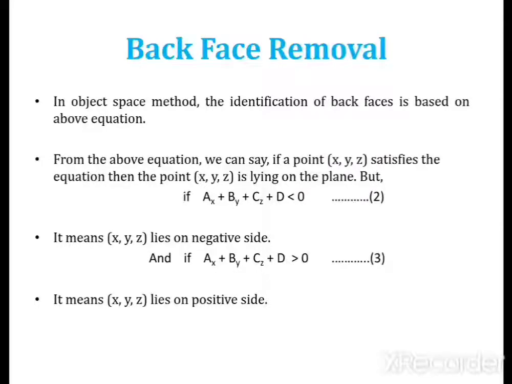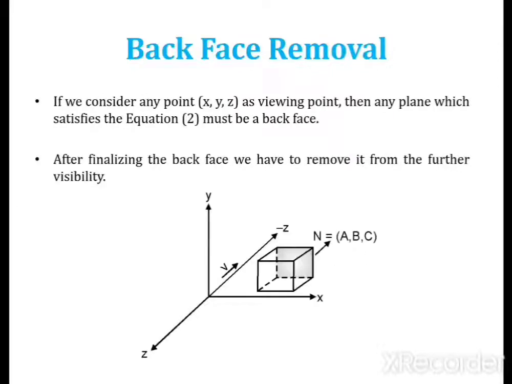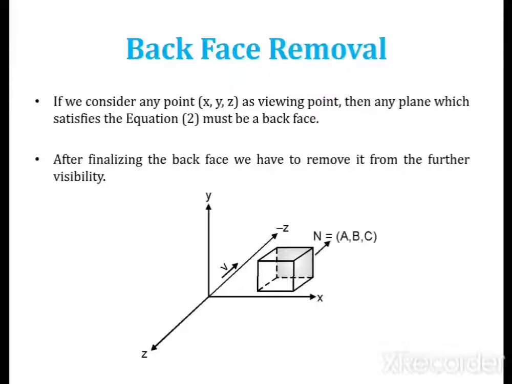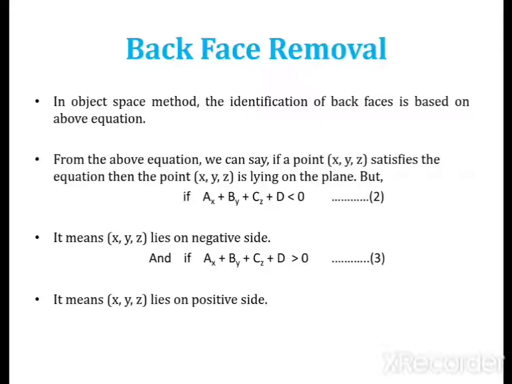So these are the different techniques to find out whether a point is on the positive side, the negative side, or on the plane. In that way we can find out by using the equation of a plane. We have marked them as equations 1, 2 and 3 according to their visibility, whether on the positive side or negative side. So if we consider any point, for example xyz, as a viewing point, then any plane which satisfies equation number 2 must be a back face. Equation number 2 means the point lies on the negative side.